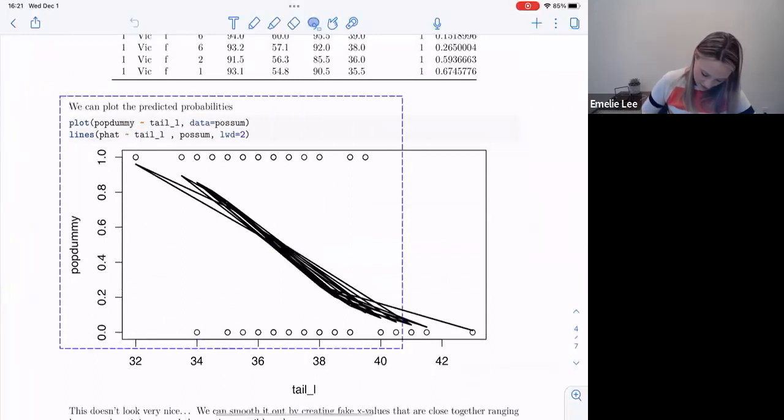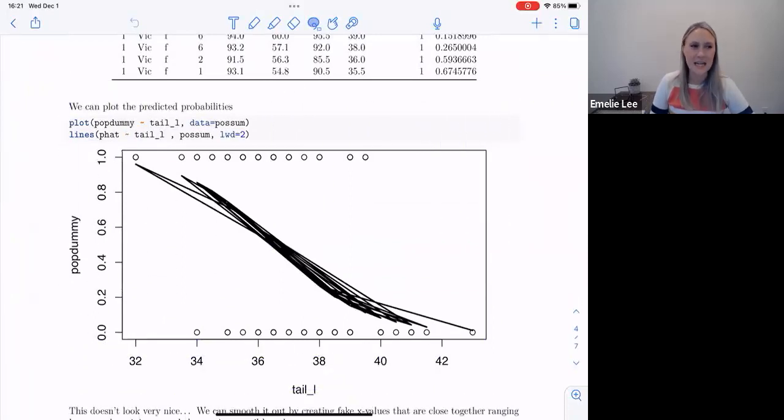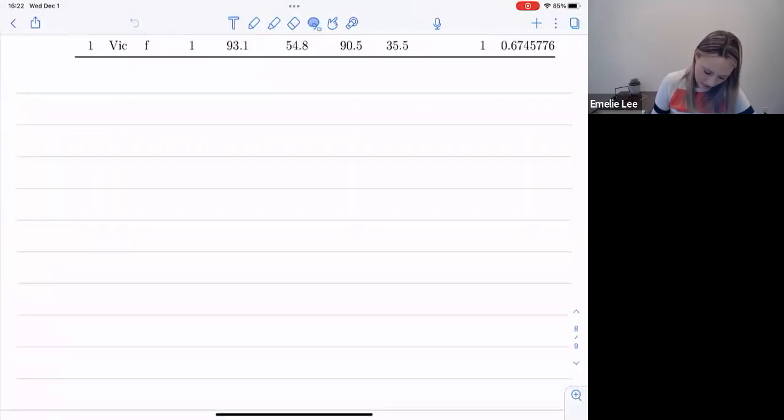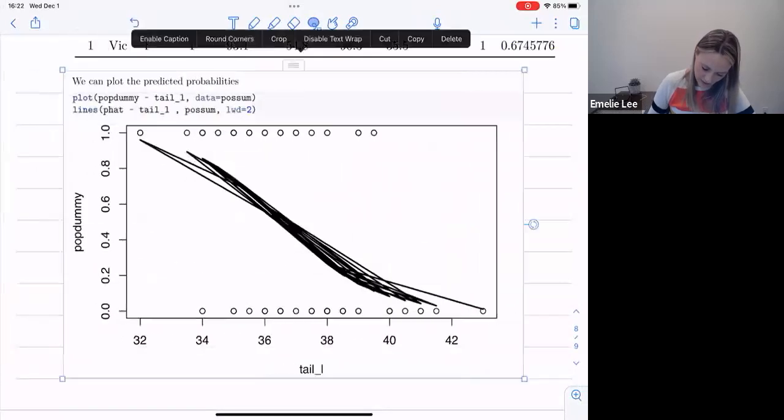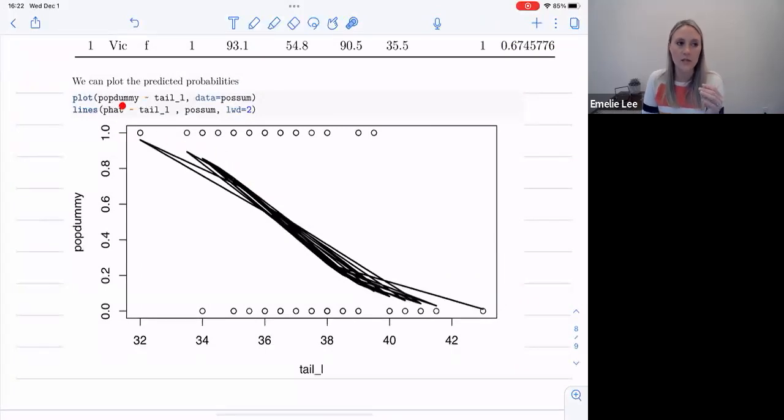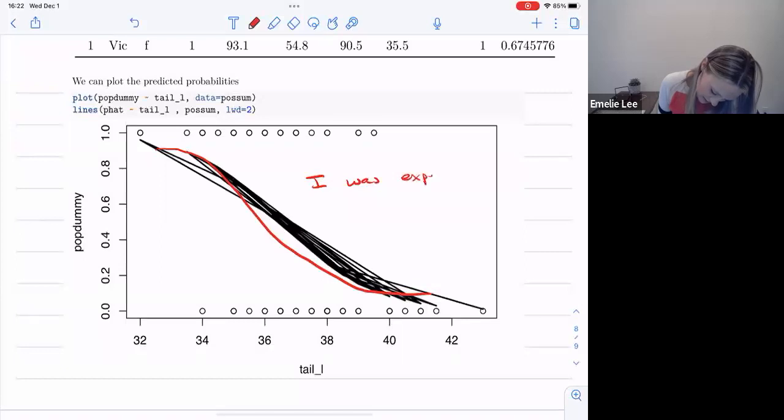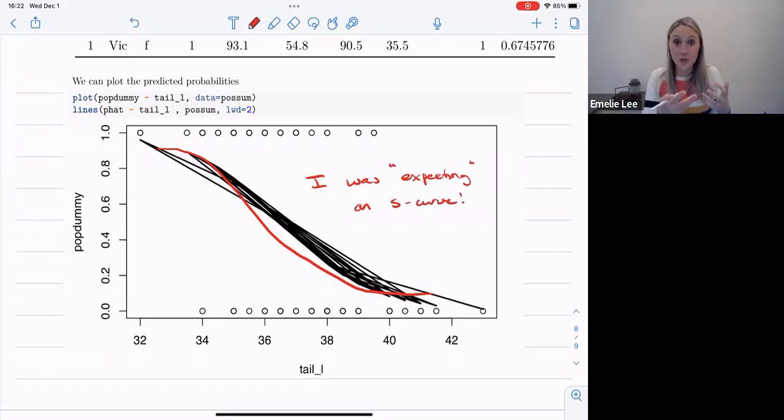Okay. So if we plot these probabilities, remember we're expecting to see that nice S shape. But when we look at this graph that I've included here, this doesn't look very nice at all. So what I'm doing here is I'm going to plot the pop dummy against the tail length for the possum data. And then I want to add lines for p hat against the tail length, because the p hat is ideally going to give me that nice curve right here. I was expecting an S curve. I'm showing you this because this is not what you want, but it's what would happen. So I'm going to show you how to fix it.